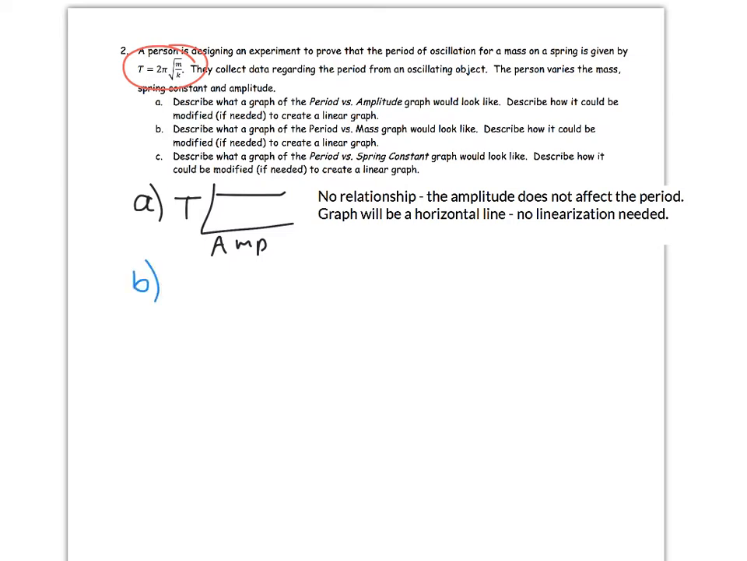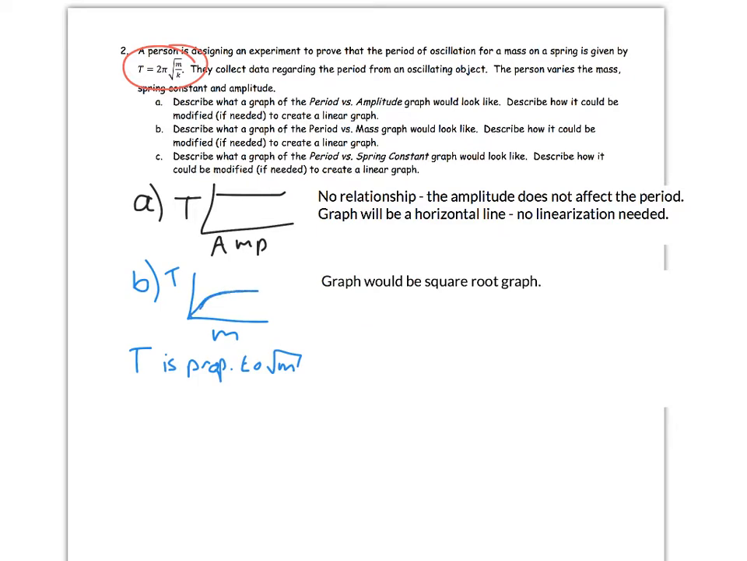For this next one, we want to know what the graph of period versus mass would look like. So we'll have period on our y-axis, mass on our x-axis. This one would not be a horizontal line. The mass absolutely does affect it, and we can say period is proportional to the square root of 1 over the mass. So this graph would look like a square root graph, something like that. To linearize this, we'd need to graph period versus the square root of the mass, and that would give us a linear graph.